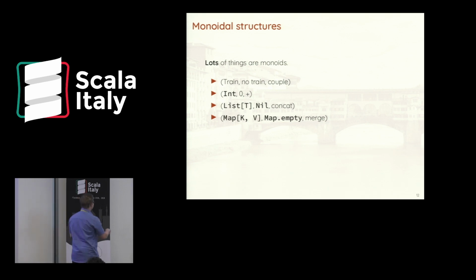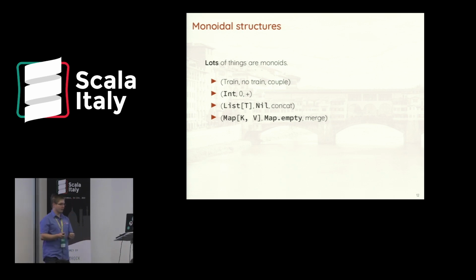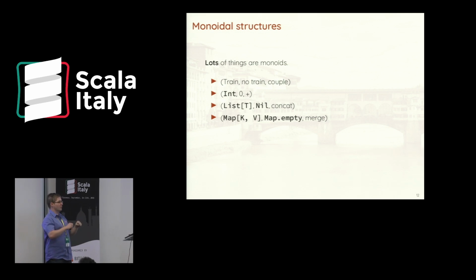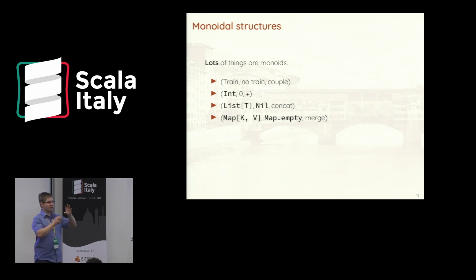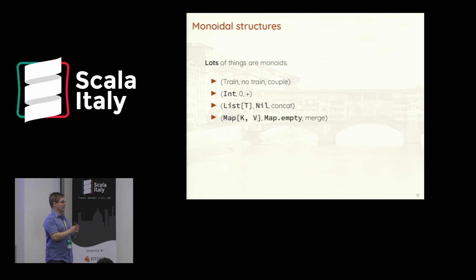But also list. When you take a list of arbitrary type, and then you use the append function or the concat function or whatever you want to call it, then that also forms a monoid. Because if you have 3 lists, L1, L2, and L3, it doesn't matter if you append L1 and L2 first, and then L3, or L2 and L3 first, and so on. And also maps. When you have a map with an arbitrary key type and arbitrary value type, then the empty map is the 0 element, and the merging operation basically means you take 2 maps, take all the keys that they have in common, and then you have to join the values somehow, and the rest you just put there.